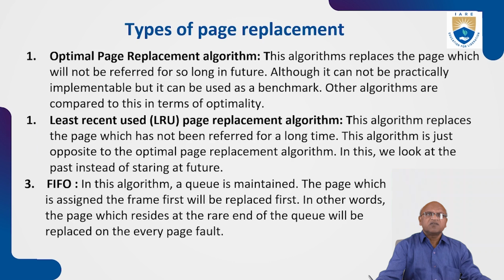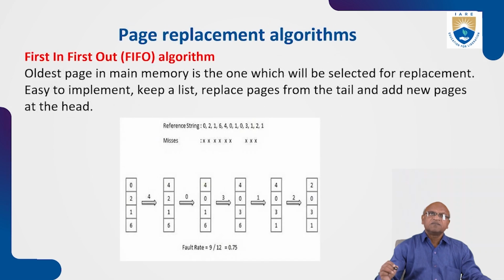In the FIFO algorithm, a queue is maintained. The page which is assigned a frame first will be replaced first. In other words, the page which resides at the rear end of the queue will be replaced on every page fault. We will see examples for this. So first in first out: the oldest page in memory is the one selected for replacement. It is easy to implement. Keep a list and replace pages.